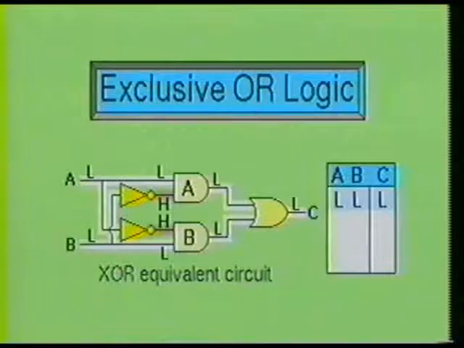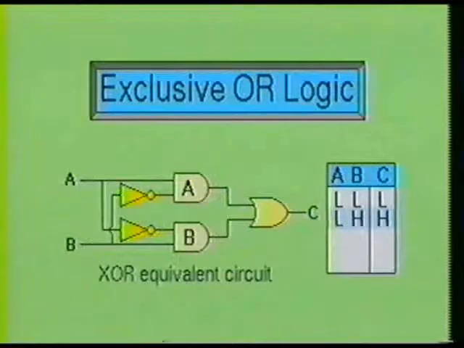The low outputs from the two AND gates are then fed into an OR gate. As you will recall, two low inputs on the OR gate produce a low output. By referring to the truth table, you can see that a low on input A and a low on input B will produce a low at output C.